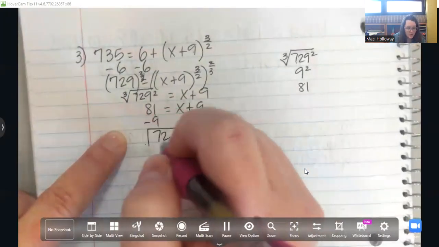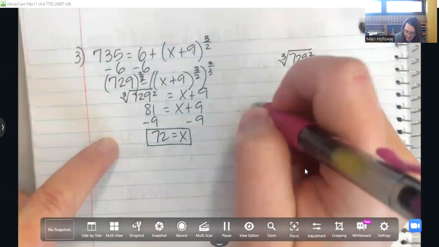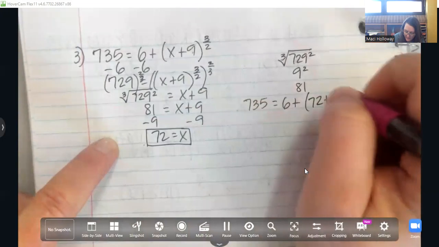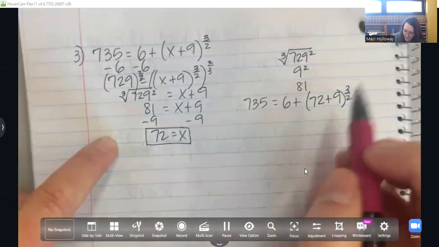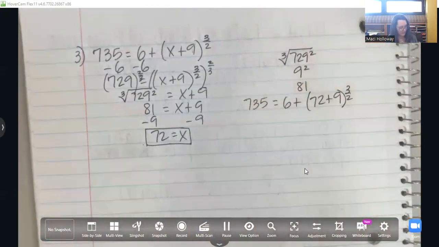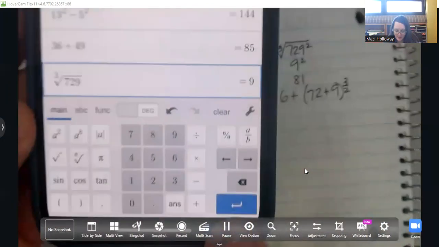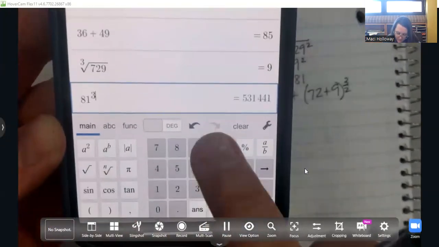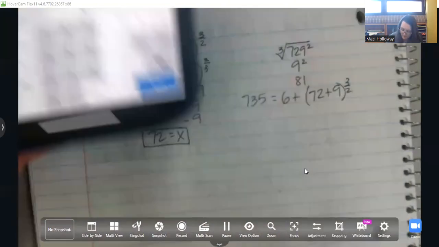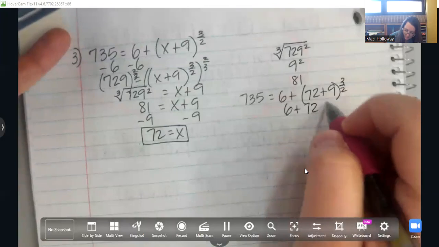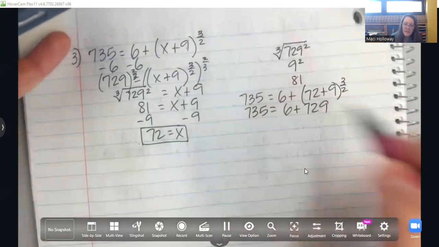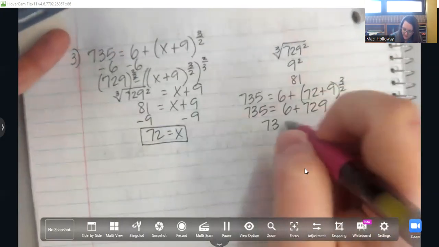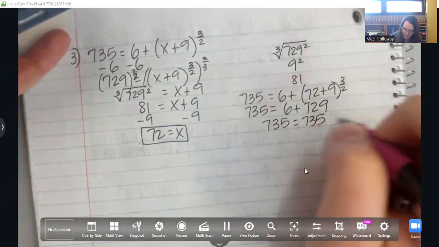I'm going to check for extraneous solutions and see if we have any here. 735 equals 6 plus 72 plus 9 to the 3/2 power. 72 plus 9 is 81 to the 3/2 power. I can do this in my Desmos calculator. I have 81, and I'm going to raise it to the 3/2 power. Pretty nice, right? It's 729. So 6 plus 729 equals 735. It benefits you to use your calculator here, so definitely use that to your advantage. 735 equals 735, and we check out.